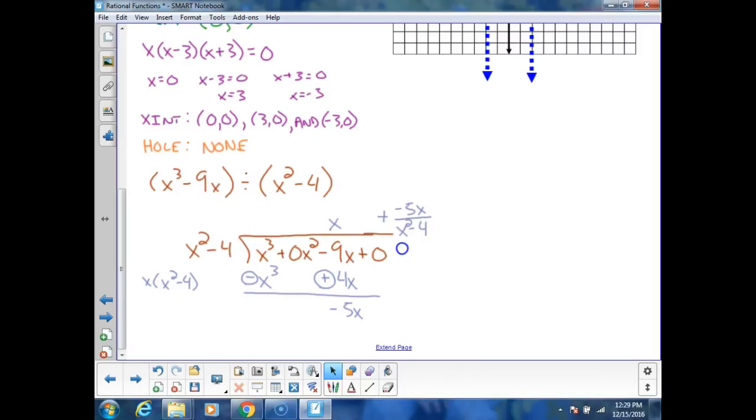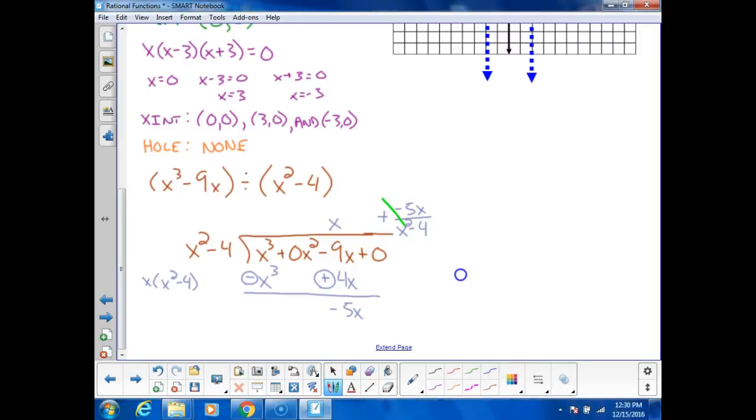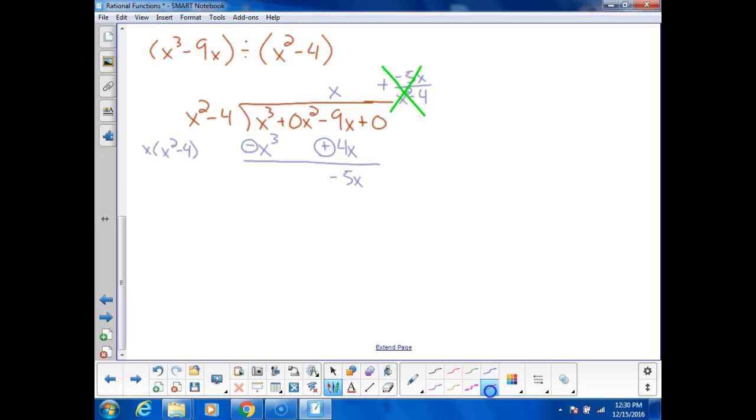Okay, then what do I do? Drop the remainder. Now I'll use line green, because you can see it now. So that leaves me what as my slant asymptote? Y equals x. Not 1, because 1 is a number. Y equals x is the equation of a line that is the slant asymptote.